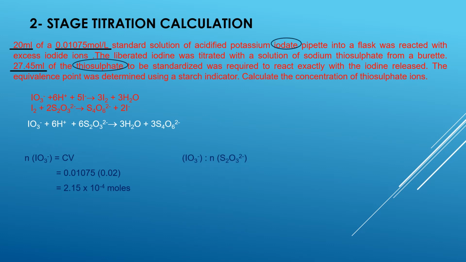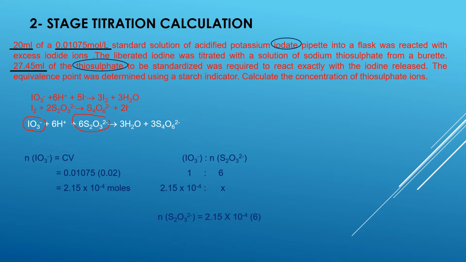Using this, we will now go to the third step, which is our mole ratio between iodate and thiosulfate. From the equation, you will be able to see what our mole ratio is. Our mole ratio is 1:6, right? So now we're going to put that mole ratio here, and then the mole of iodate ion, which we found to be 2.15 × 10^-4, is to X. So this X will be the mole of thiosulfate ion.